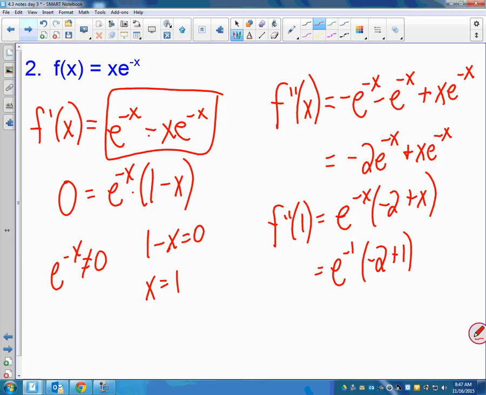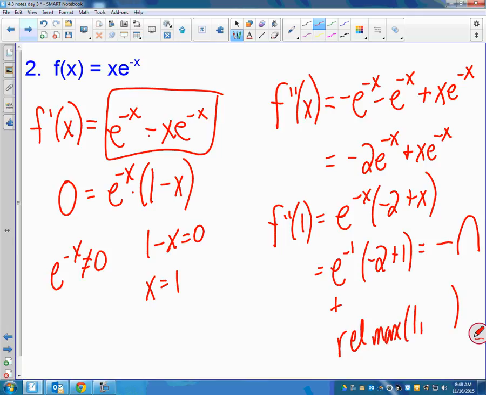E to the anything, is it ever going to be negative? No. So looking at this, negative 2 plus 1 is going to be negative. Do you agree with me on that? Because e to the anything is always positive. Negative 2 plus 1 is negative, and negative means concave down. So we can say that there's a relative max at 1.